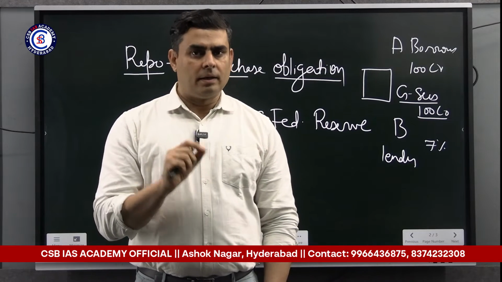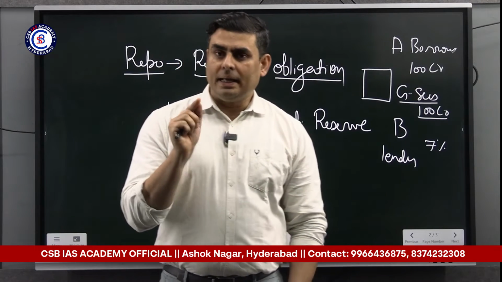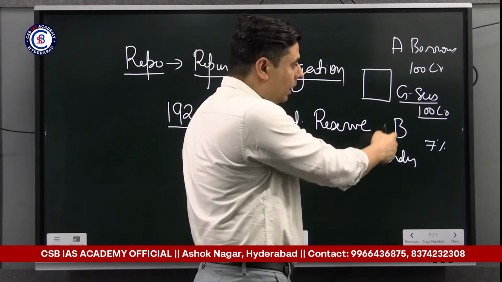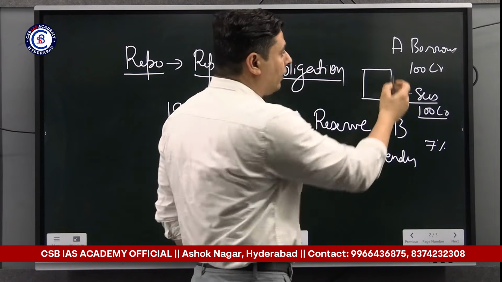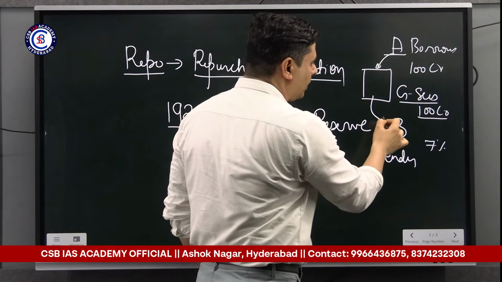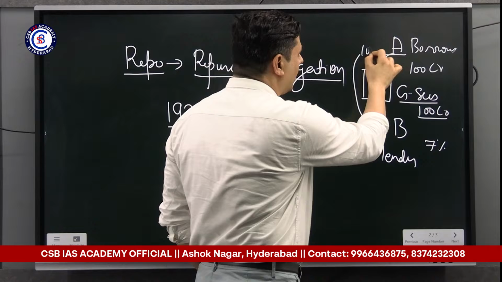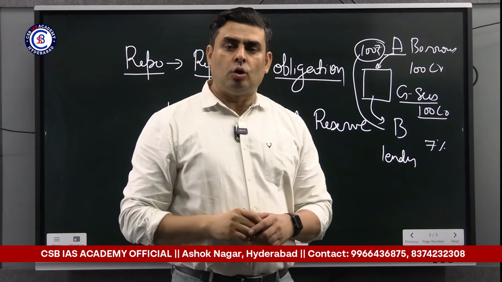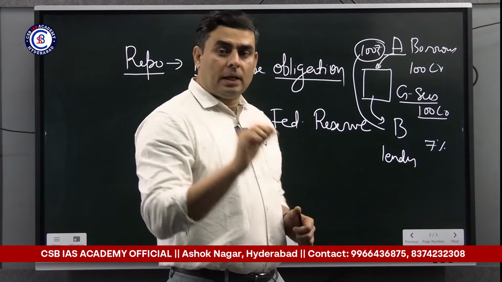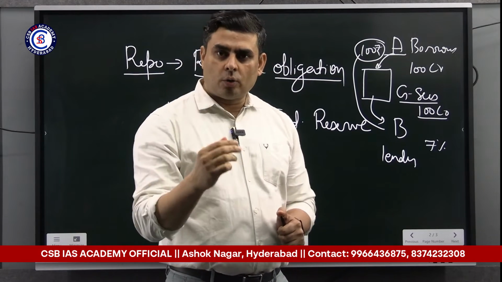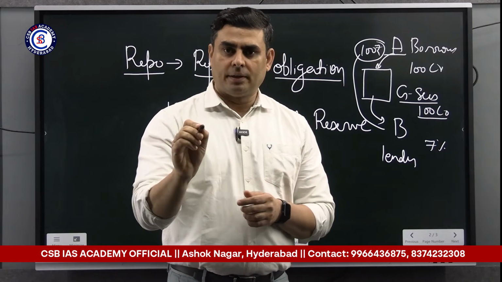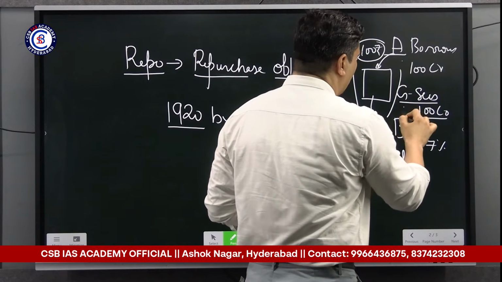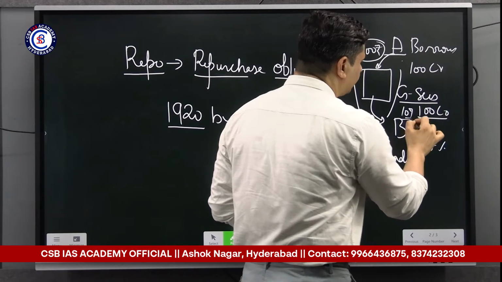And both have agreed. Listen carefully here, what both have agreed. A said that I am selling this government security to you at what price? 100 crore. So if A sells this government security to whom? B. Then B will give how much? 100 crore to whom? A. But A has also written an obligation that I am selling this to you at 100 crore, but I am also promising that I will repurchase it back by paying you how much? By paying you 107 crores.